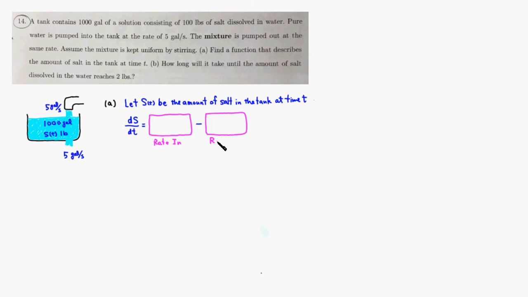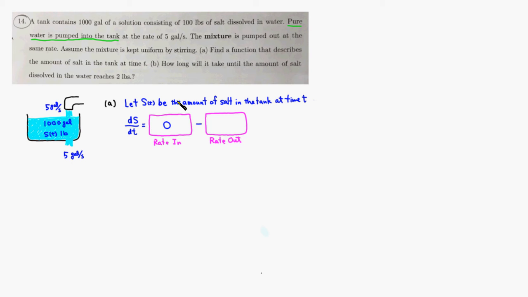So here is the rate out, how fast the salt is going out of the tank. Since pure water is pumped into the tank, it means that there is no new salt introduced into the tank. So rate in would actually just be 0.